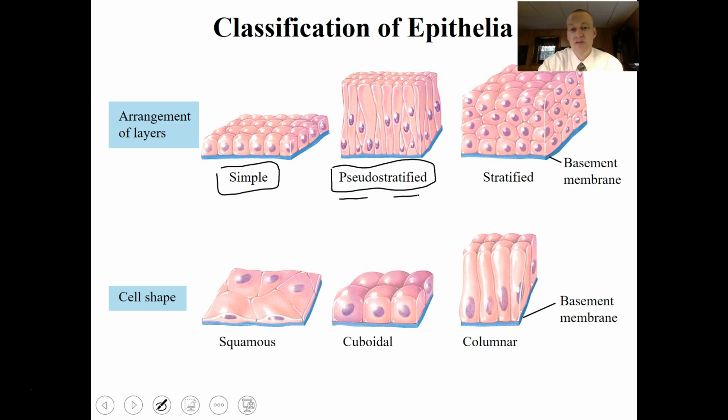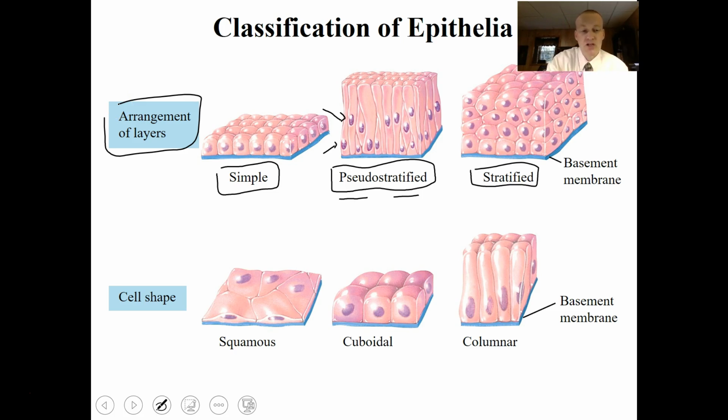Because the nuclei are in different locations, which gives it an appearance of having multiple layers, but really they're all attached to the basement membrane. They're all one cell attached to the basement membrane. Or you can have many layers and be stratified. Okay, so that's based on arrangement of the layers of tissues. You can be simple, pseudostratified, or stratified.